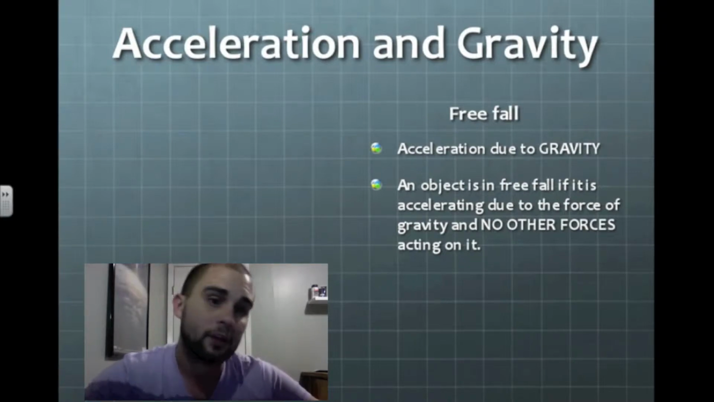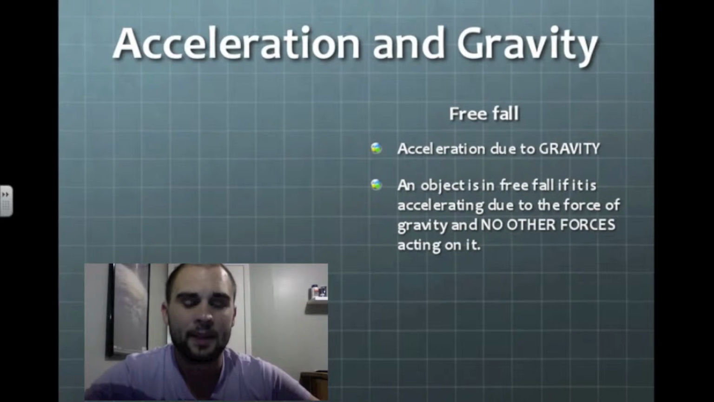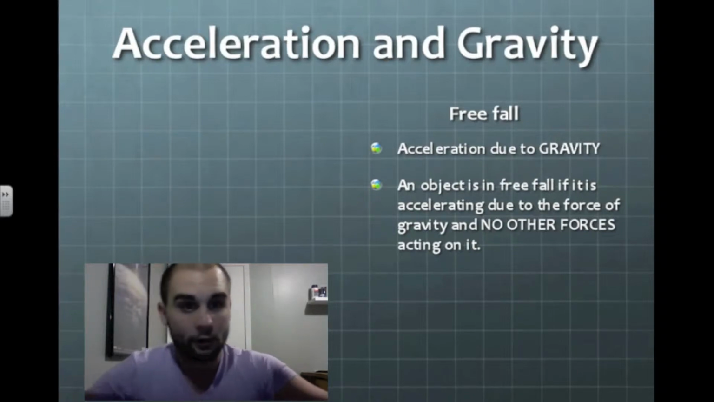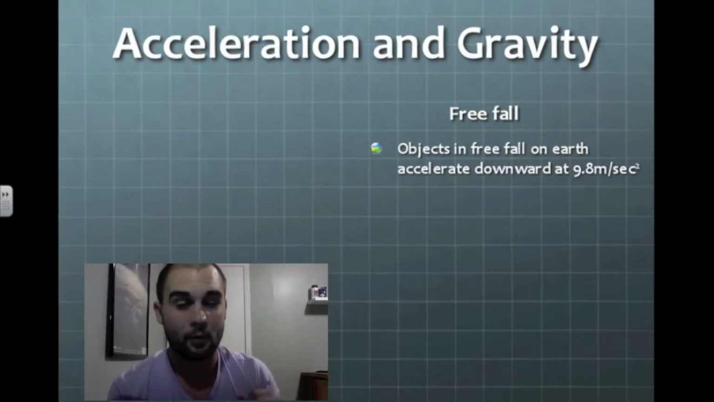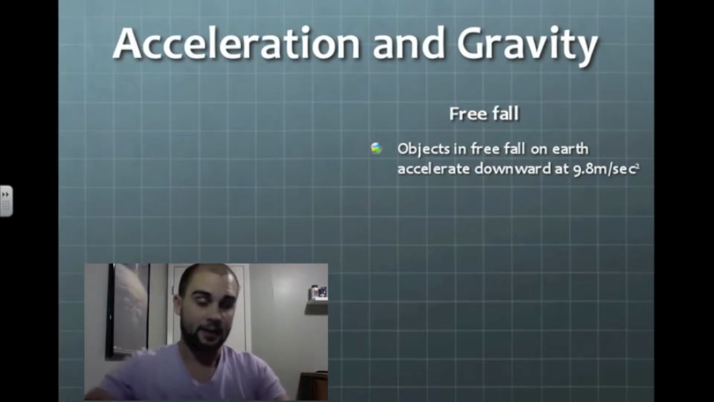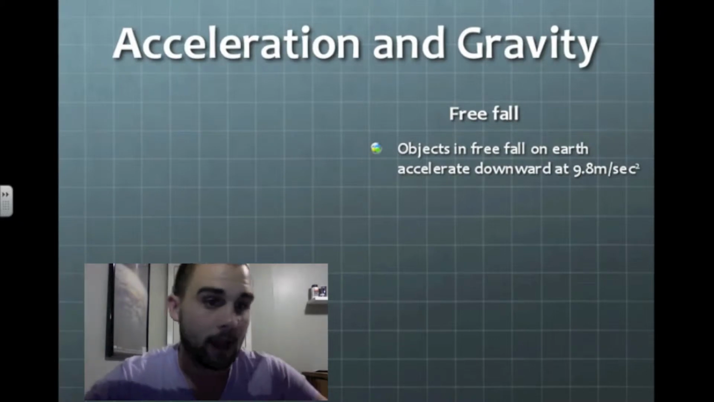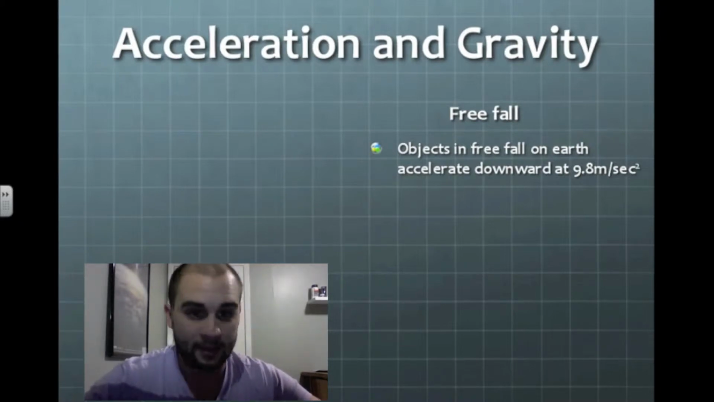Free fall is acceleration due to gravity. An object is in free fall if it is accelerating due to the force of gravity with no other forces acting on it. On Earth, free fall is going to be 9.8 meters per second squared. That's going to be a constant because the Earth's mass never changes. So 9.8 is going to be constant here on Earth.